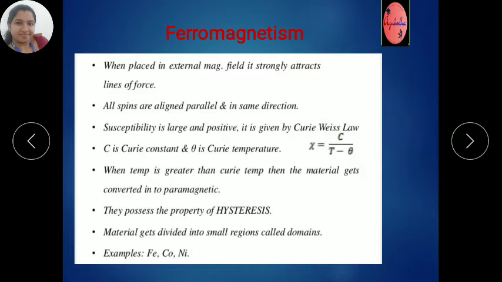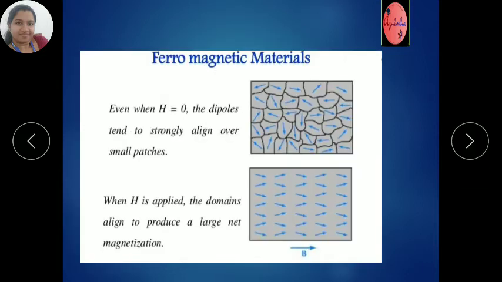Susceptibility is large and positive. It is given by Curie-Weiss law. That is, chi is equal to C by T minus theta, where C is the Curie's constant and theta is the Curie's temperature. When temperature is greater than Curie's temperature, then the material gets converted into paramagnetic. They possess the property of hysteresis. It will be explained. Then material gets divided into small regions called domains. Example: iron, cobalt, nickel, etc.